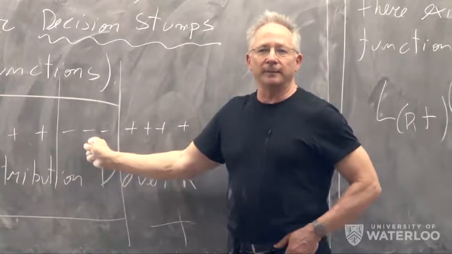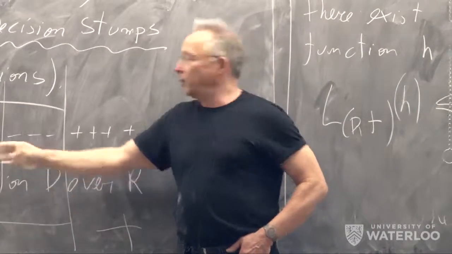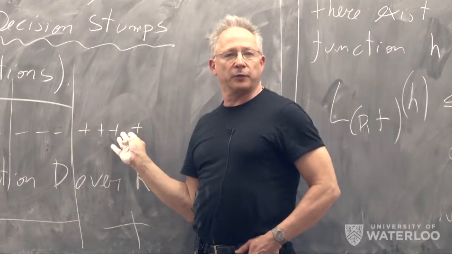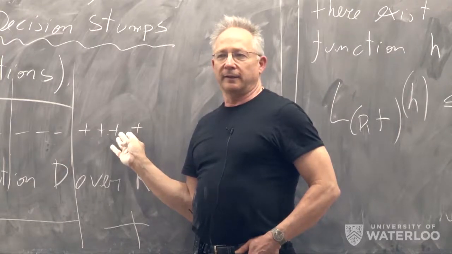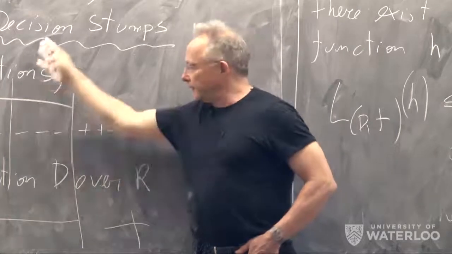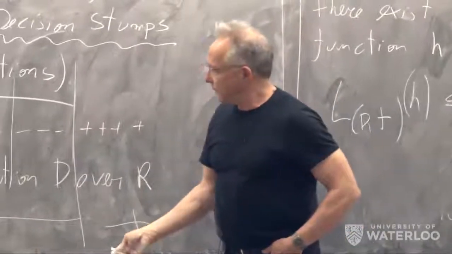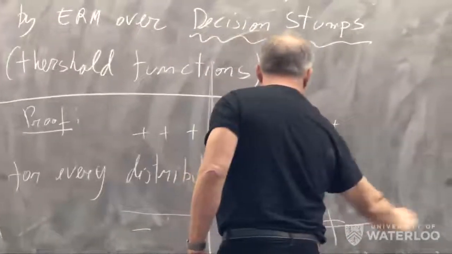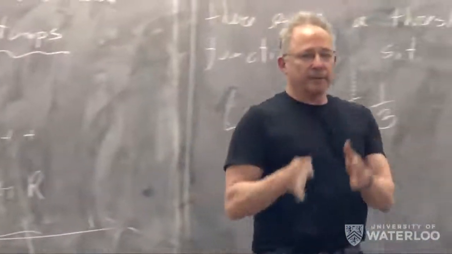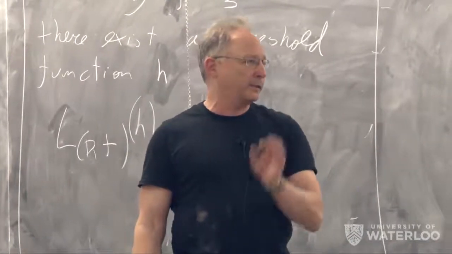If I want to err only in the middle one, which threshold will I pick? All plus. All plus will err only here. If I want to err only on this side, how can I find a threshold function that errs only here? Put it at R1 and make this minus and this plus. Right. So for every piece of the 3 pieces, I have a threshold function that errs only on this piece.